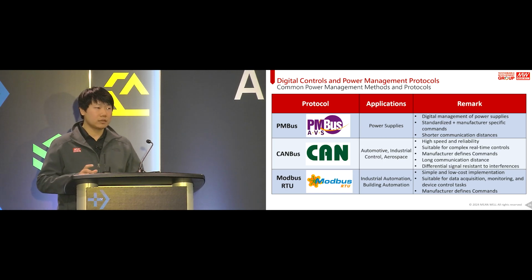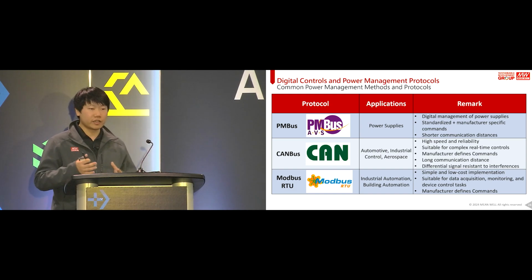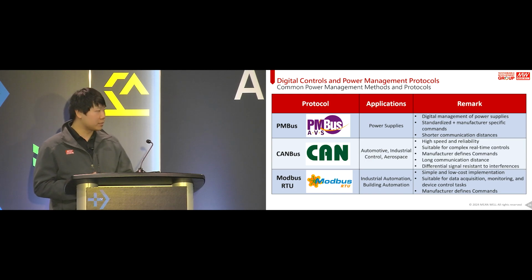However, for CAN bus, there's no universally defined list of commands for power management. So a lot of the commands are manufacturer specified, and of course, if you work with the manufacturers, they will have the list of commands. But for your system, you have to design those registers to be compatible with the CAN bus commands in the power supplies. The benefit of CAN bus, of course, is higher reliability, because it's utilizing differential signaling and is more resistant to interference. We can run distances upwards of 200 feet or even 300 feet for some of the more robust implementations, so it's able to support that longer communication distance.